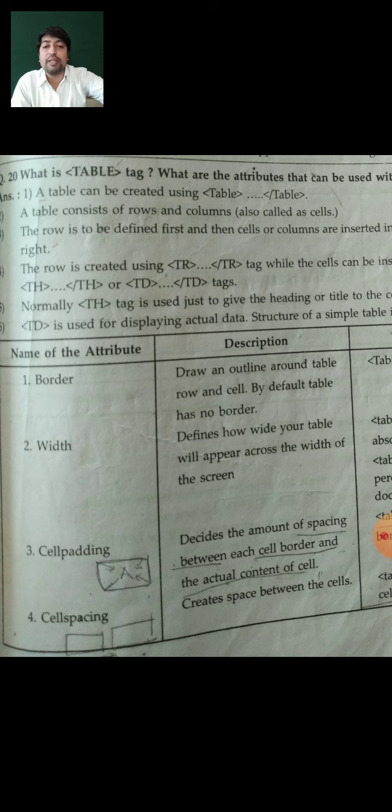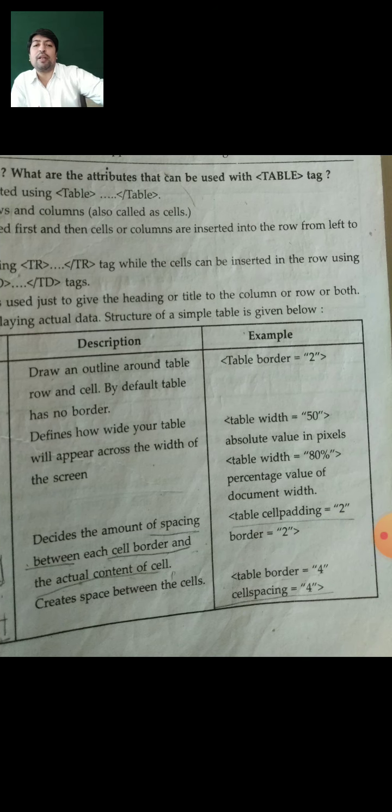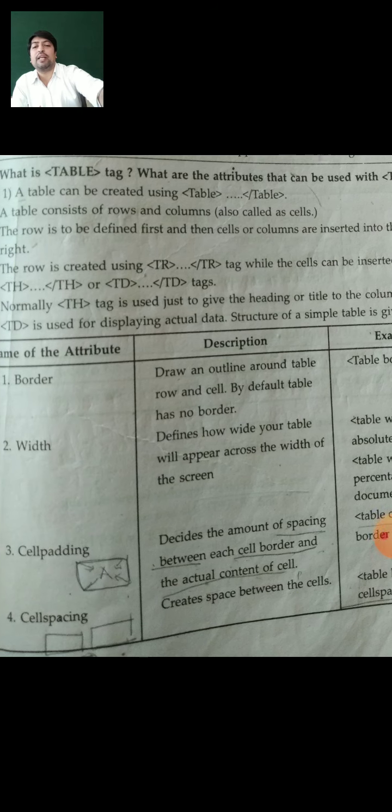Actual content of a cell means, for example, A has been written there. You can write any number of values or any type of data, text data, inside the cell. But the distance from the cell border to the text is given with the help of cell padding. You can see the example: cell padding is equal to 2, border is equal to 2. Cell padding means the distance between the cell border and the actual content of the cell.